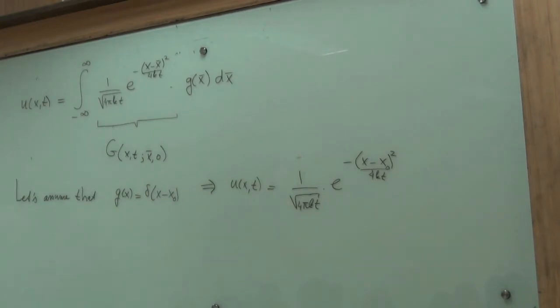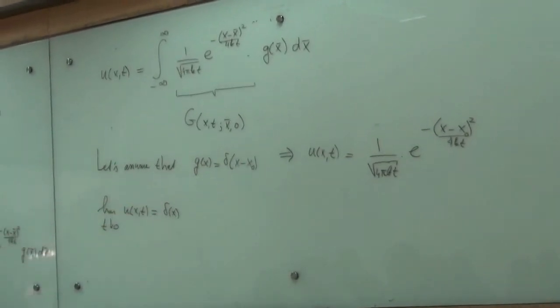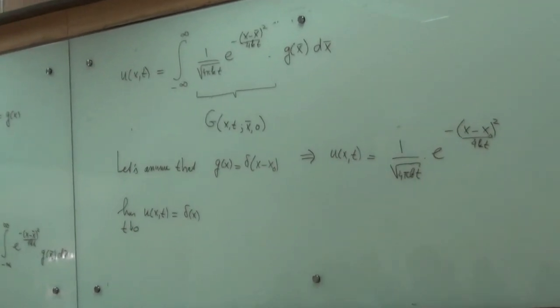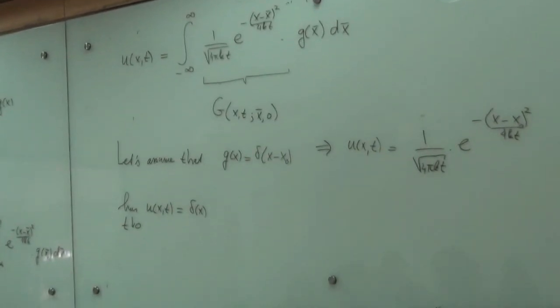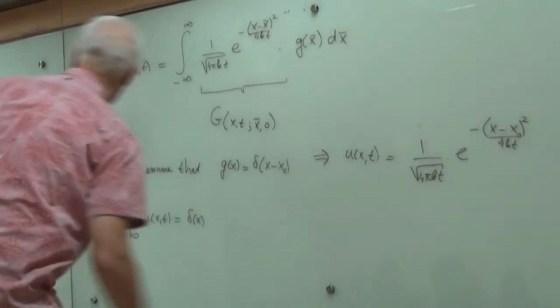And what happens with this solution? Well, the limit for t tending to 0 of u(x,t), of course, should be the delta function, because that's my initial condition. And what is the solution doing if you make a picture?